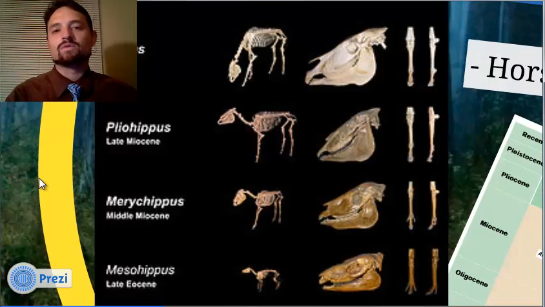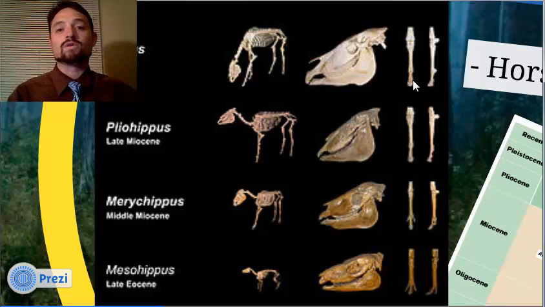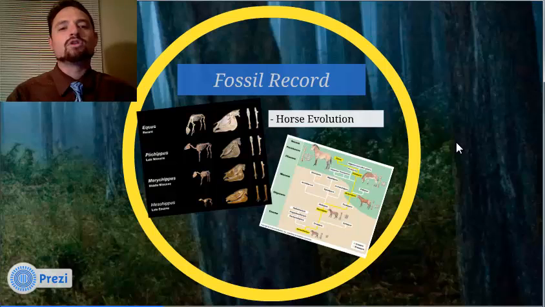We look at a lot of things when we're looking at this. Obviously you can see the legs, so to speak, with the toes, which toes they have and which ones are touching the ground, as well as their teeth and head development, stuff like that. So you can compare a lot of things when you're looking at horse evolution, and that's what the fossil record does.